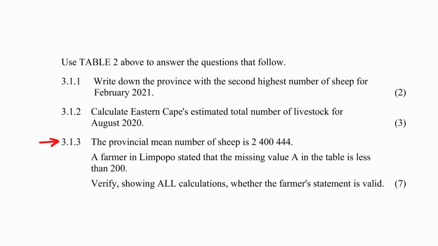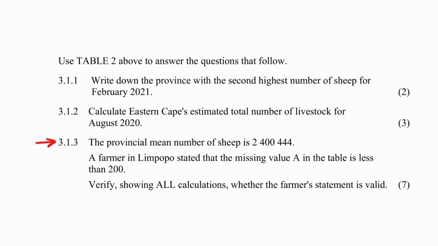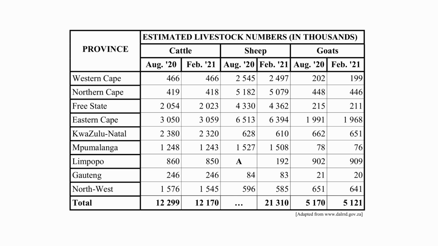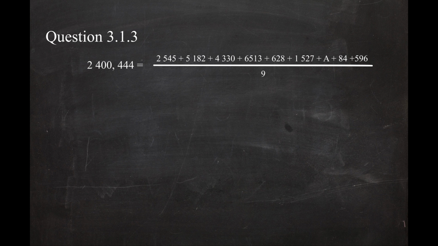In question 3.1.3, you are given the provincial mean number of sheep of 2,400,444. One of the farmers in Limpopo stated that the missing value A in the table is less than 200. You are instructed to verify, showing all calculations, whether the farmer's statement is valid. The mean of 2,400,444 equals the sum of the number of sheep for August 2020 divided by the number of provinces.